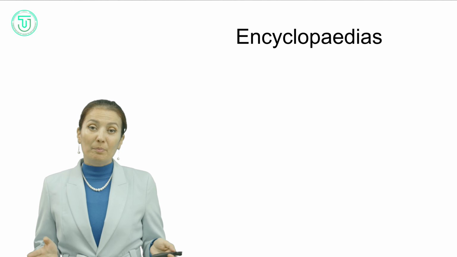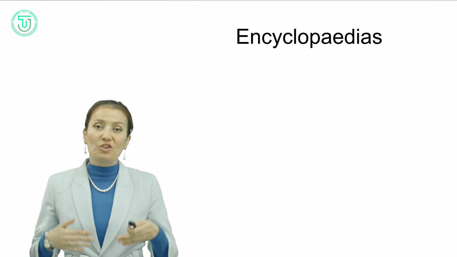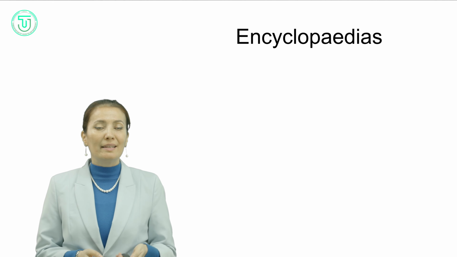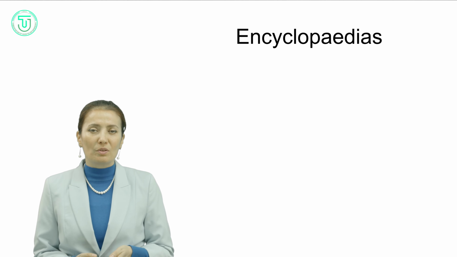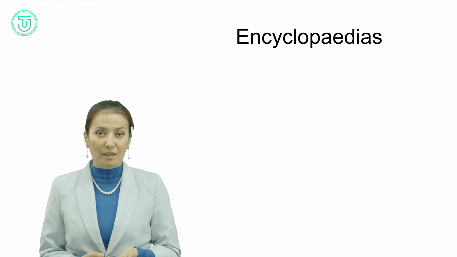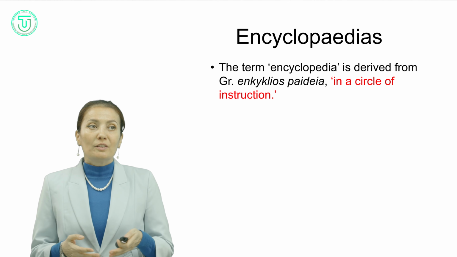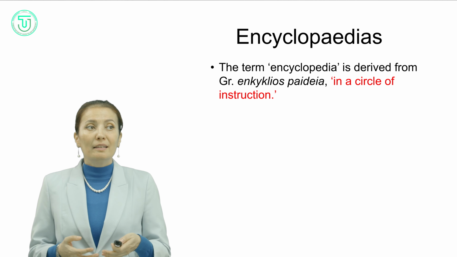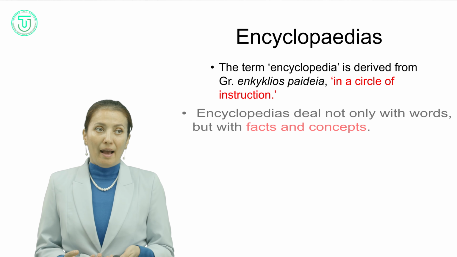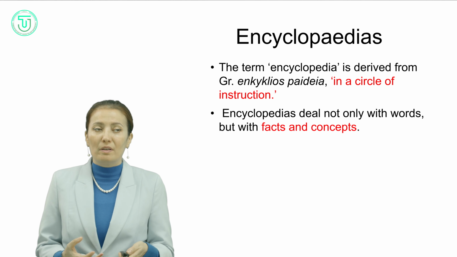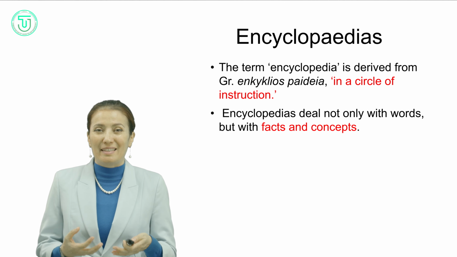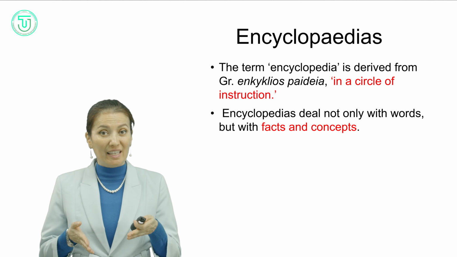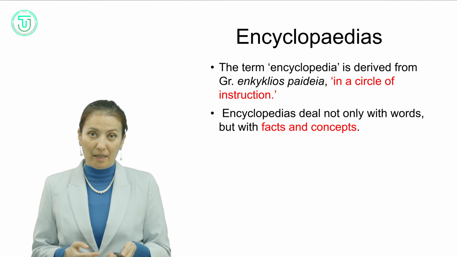So next subdivision of dictionaries in general, as I mentioned before, is linguistic and encyclopedic. So encyclopedias, what kind of books or dictionaries are they? How do you think? The term encyclopedia is derived from Greek encyclos, pedia, in a circle of instruction. And encyclopedias deal not only with words, but with facts and concepts. It means they give information about extra-linguistic reality.